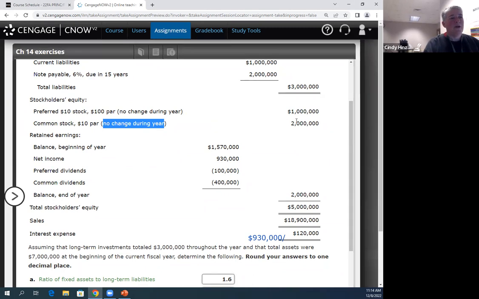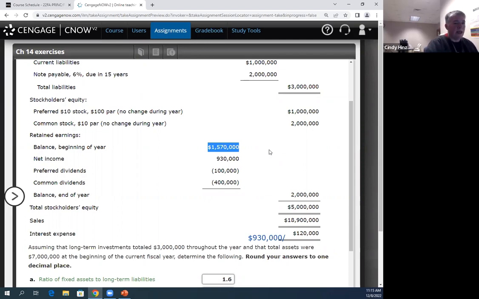So the beginning stockholders' equity would be the 1 million for preferred stock, plus the 2 million for common stock, plus the beginning balance in their retained earnings. So we do have to calculate that. The beginning stockholders' equity was 1 million plus 2 million plus 1.57 million. So the beginning stockholders' equity was 4,570,000. Add that to the ending stockholders' equity of 5 million, divide by 2.